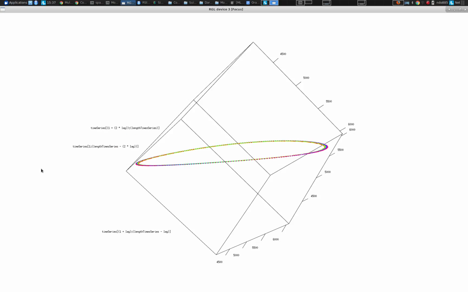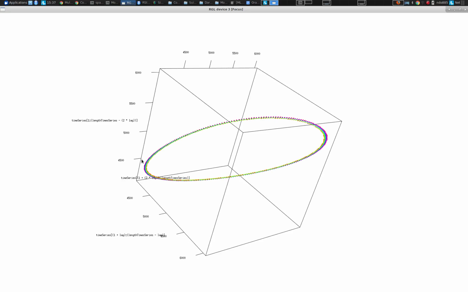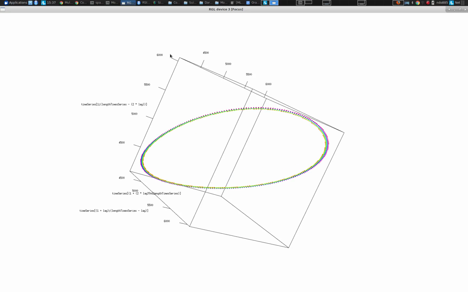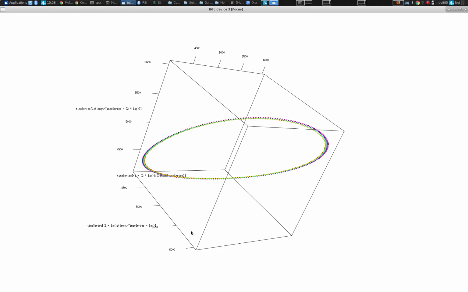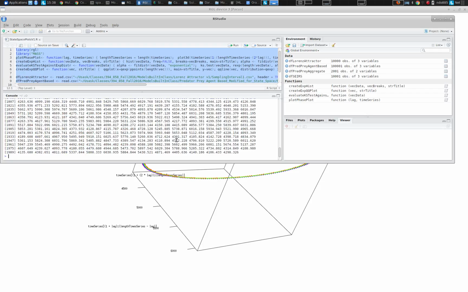Predator-prey agent-based. This was, again, reconstructed from the number of hares at time t, t minus 1, and t minus 2. This is a time series. Let's be clear about that. What I'm plotting out here is from a time series. This is the number of hares over time.